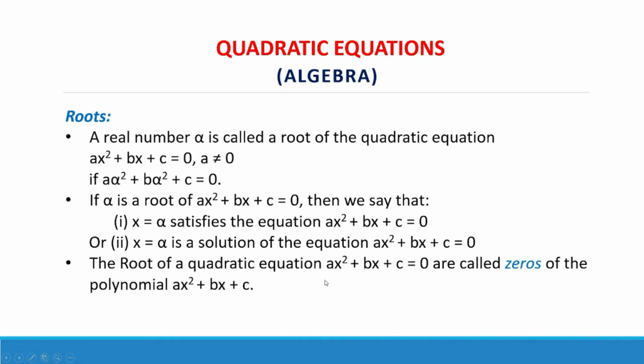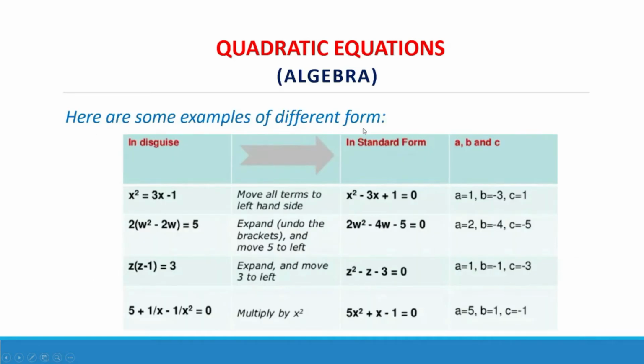The roots of a quadratic equation ax squared plus bx plus c is equal to 0 are called zeros of the polynomial ax squared plus bx plus c. Here are some examples of different forms.